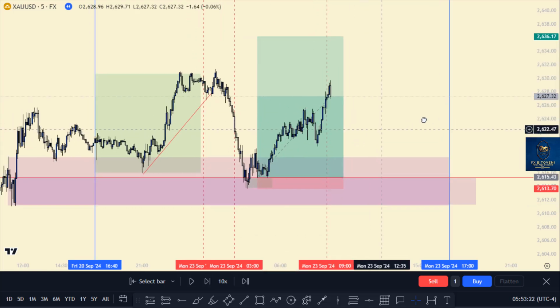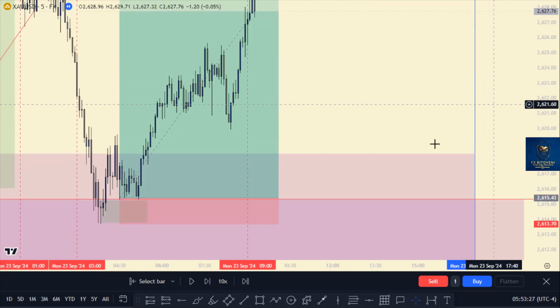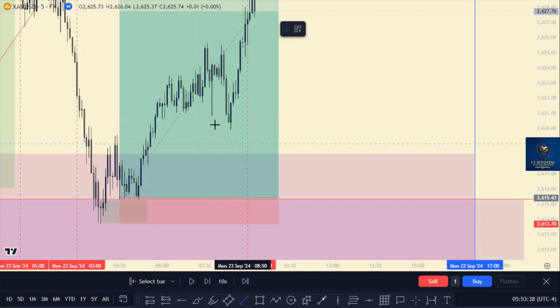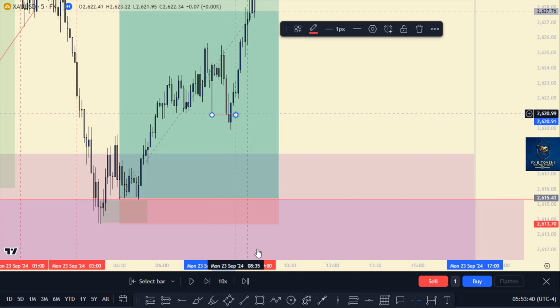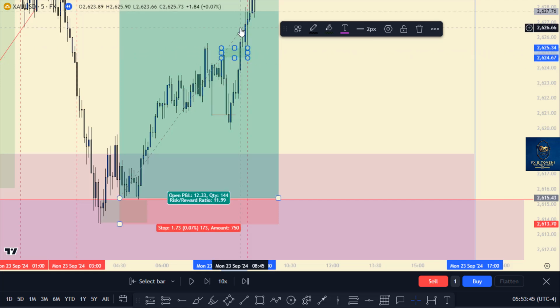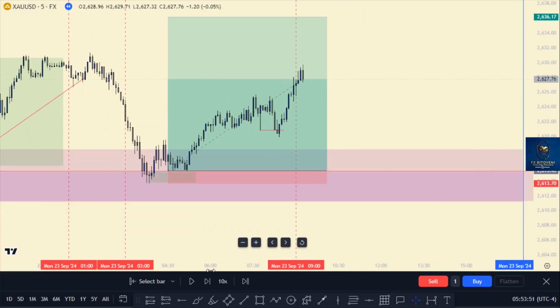Have you seen New York open? Look what happens at 8 a.m. New York open. Liquidity grab, fake BOS, break of structure. People are going to sell here. They are taken out. This is a trap. This is the New York trap. Then the price goes higher.